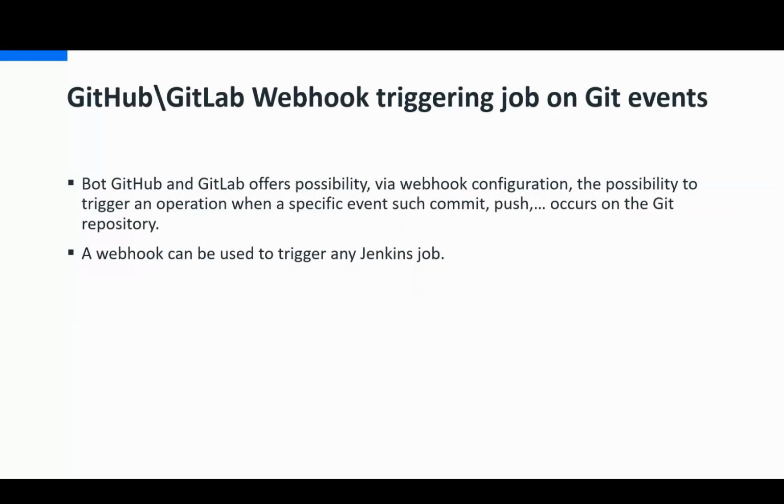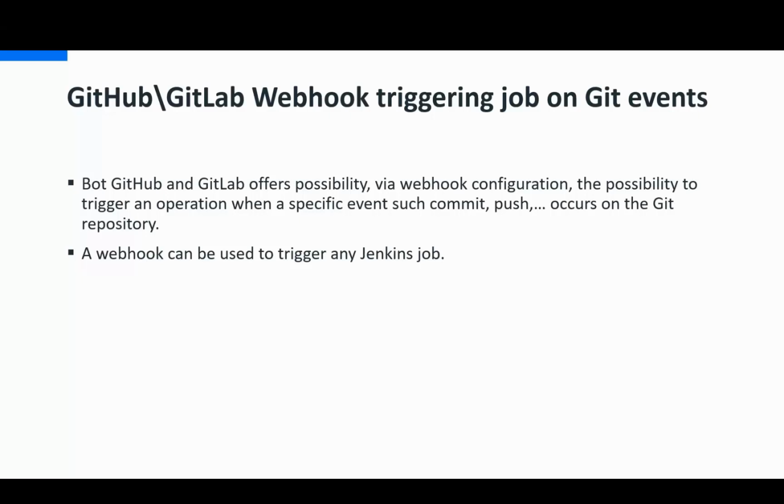Oh, there is a typo. It's both. Both GitHub and GitLab offer, via webhook configuration, the possibility to trigger an operation when a specific event such as a commit happens. Since we want an automated process, we'll probably be interested in having this Jenkins job run, for example, when someone makes a change on the Git repository, and GitHub and GitLab both have the possibility to trigger a Jenkins build when this happens.